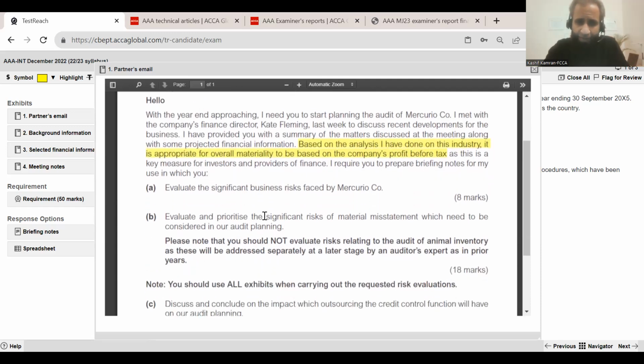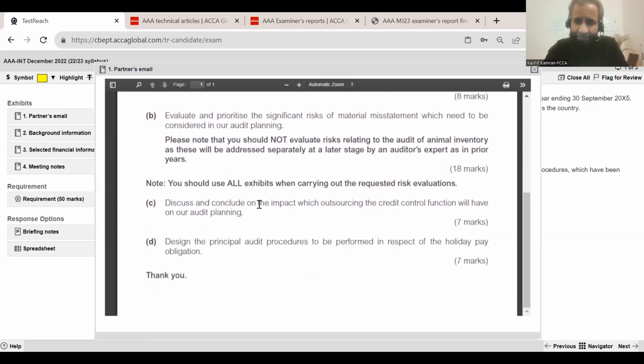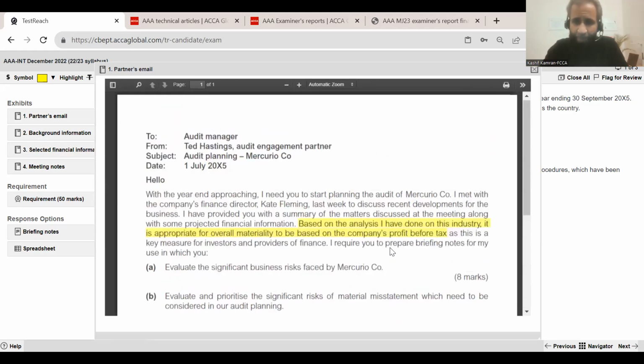Now, we saw yesterday that this briefing note has an A requirement, which is about business risk. B is about the risk of material misstatement. C is about something about outsourcing, and D is about the procedures. So that's how the briefing note is to be set up. You can see the starter of the email. It's to the manager. It's from Ted Hastings, the engagement partner. The subject is audit planning, and the date is 1st of July.